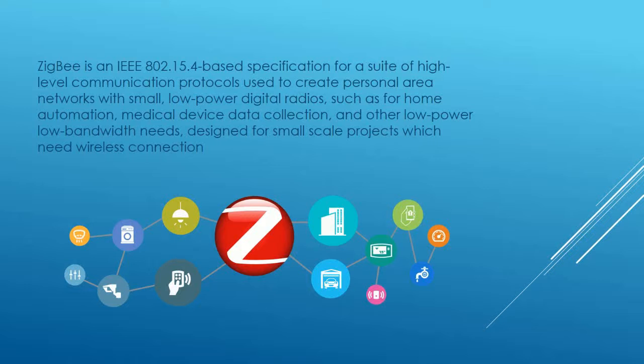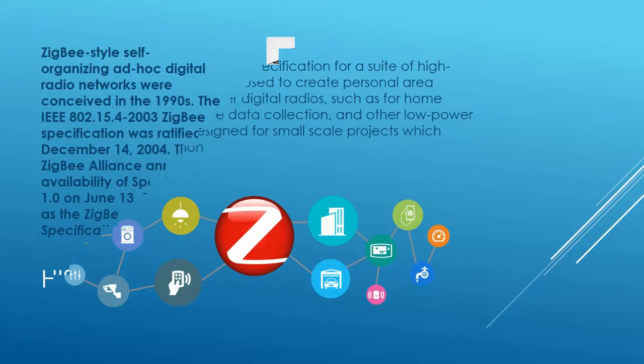IEEE 802.15.4 is a technical standard which defines the operation of low-rate wireless personal area networks.